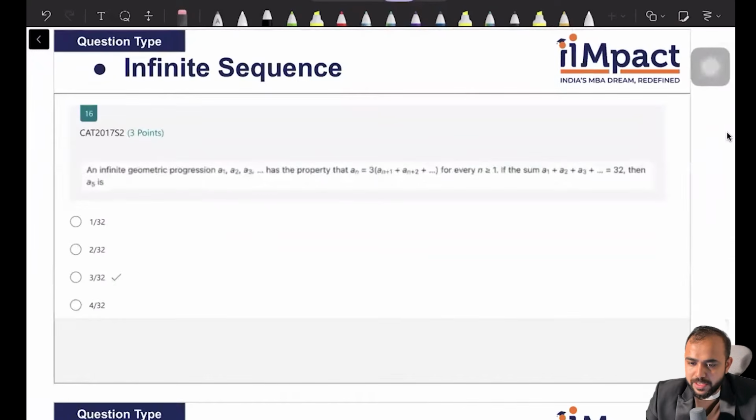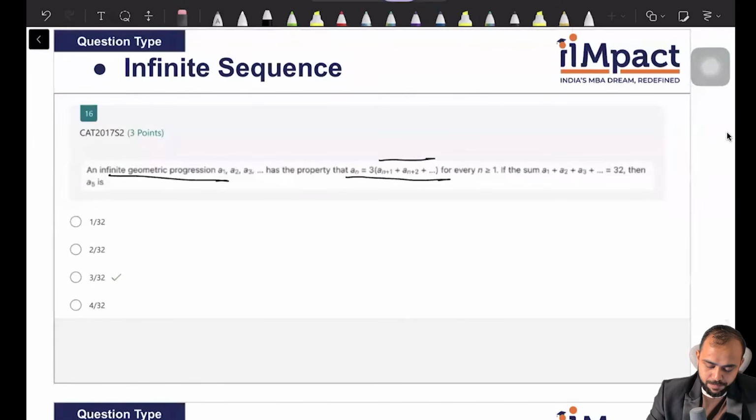An infinite geometric progression, A1, A2, A3. They have given it to me already that this is an infinite geometric progression. Has the property that An is equal to 3 times the sum of the next upcoming terms for every n greater than or equal to 1. Furthermore, they have actually given me the sum of all the terms in this GP. Then A5, they are asking me for A5.